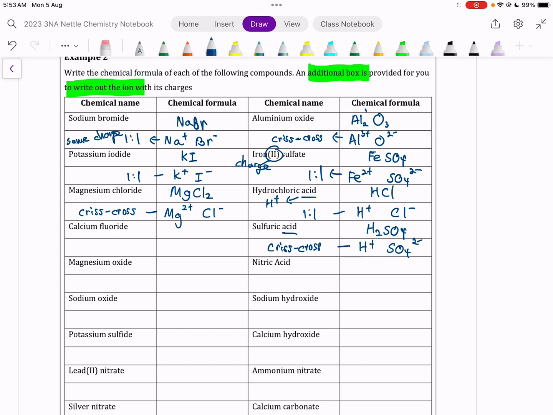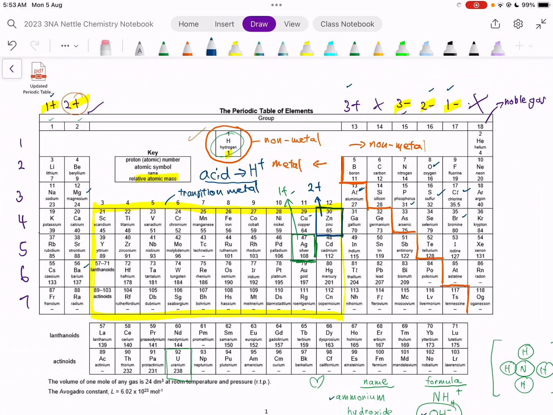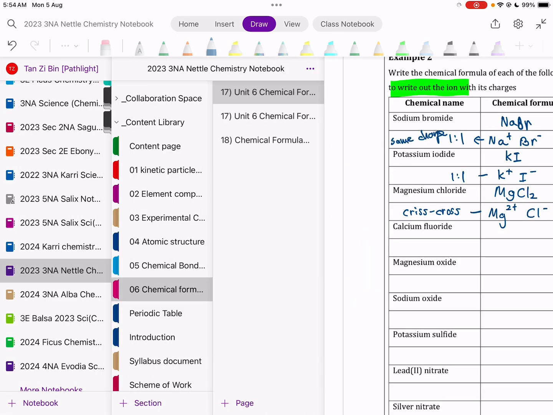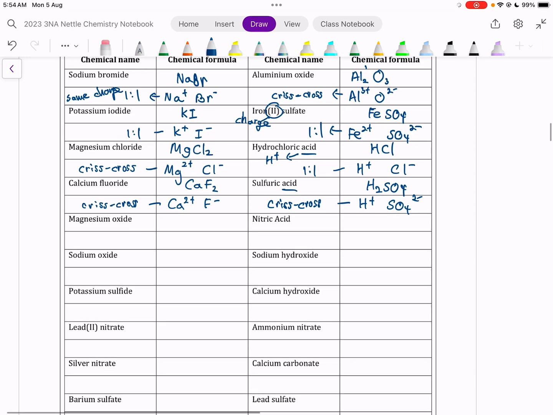Then you have calcium and fluoride. Back to the periodic table. Calcium is here, 2+, and fluoride is here, -. So this one is Ca2+ and F-. In this case you also have a crisscross, so CaF2.